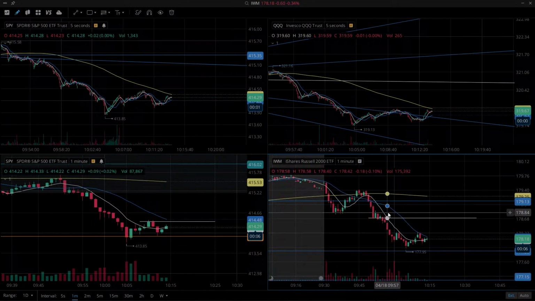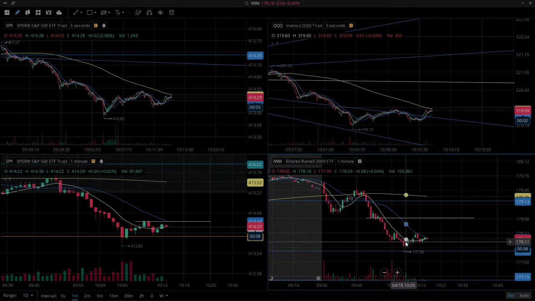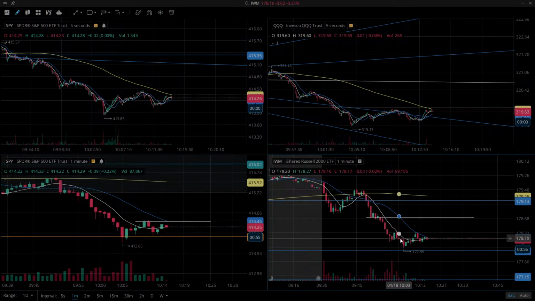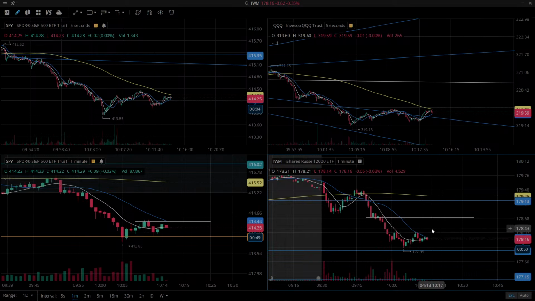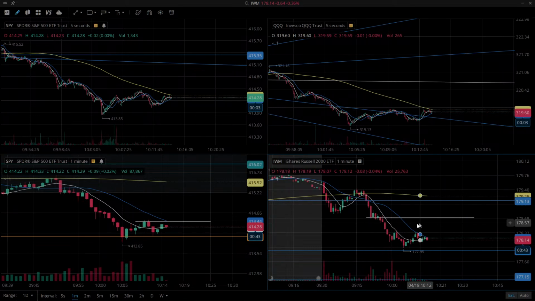All right, we might get a snap back to 50% here on IWM. This is looking like an inverted head and shoulders, IHS. We're looking for a resistance break here. 178.33 would be the pick. If that comes up, our play would be target 178.60 and 178.66 to 70 for the extension into the 50%.